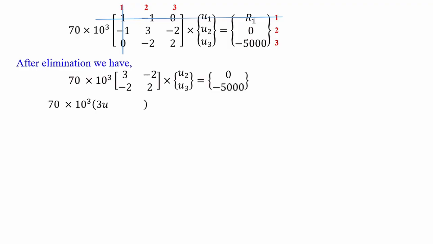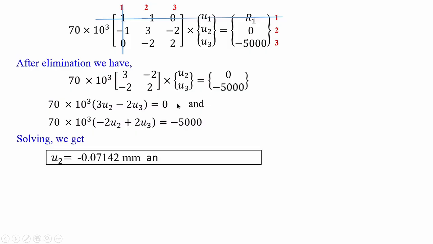So from this we can write 17 to 10 is to 3 into 3 U2 minus 2 U3 that will be equal to 0. And the second equation will be 17 to 10 is to 3 into minus 2 U2 plus 2 U3 that is equal to minus 5000. So after solving these two equations, we have the displacement at node 2, that is U2, equal to minus 0.0714 mm, and U3 equal to minus 0.10714 mm.